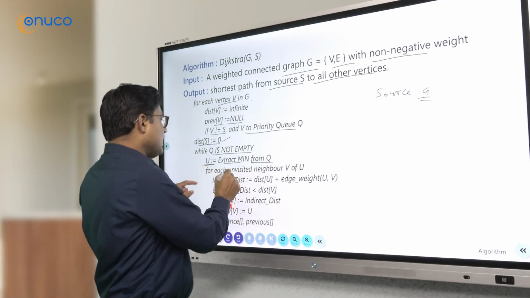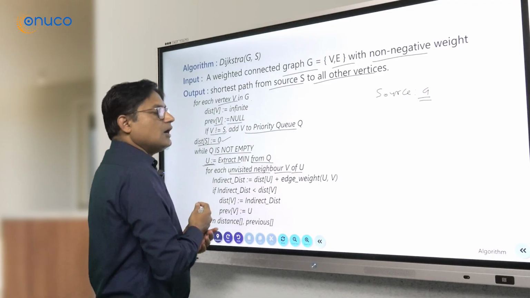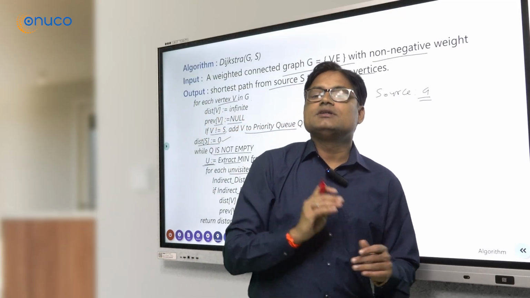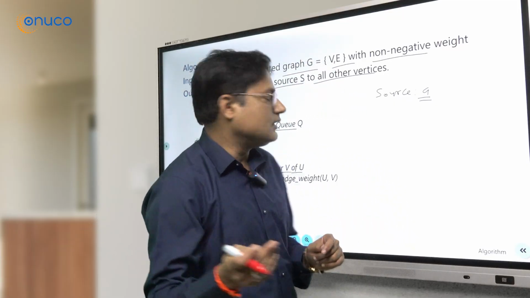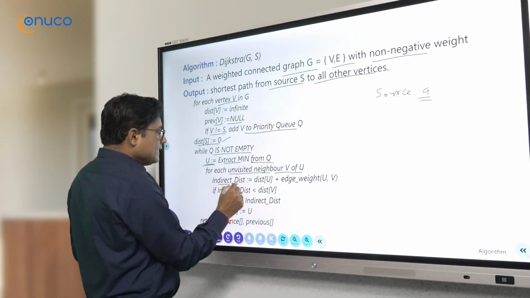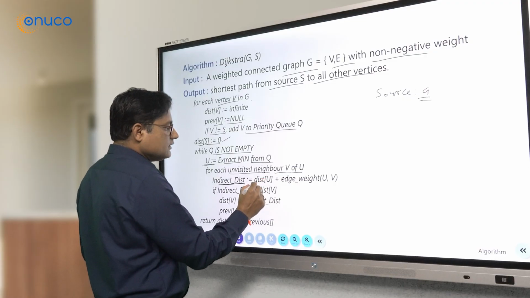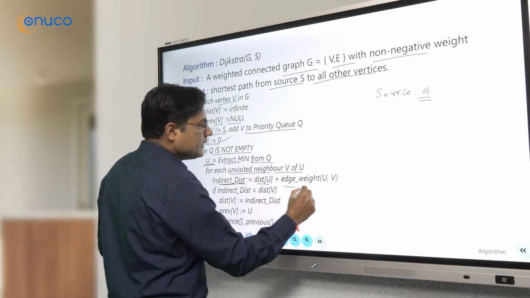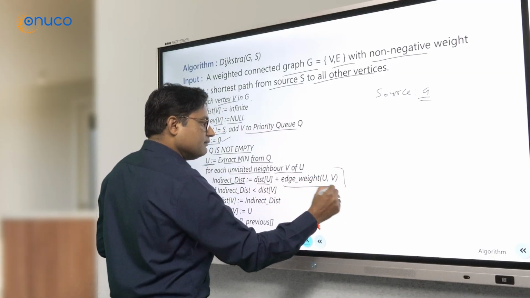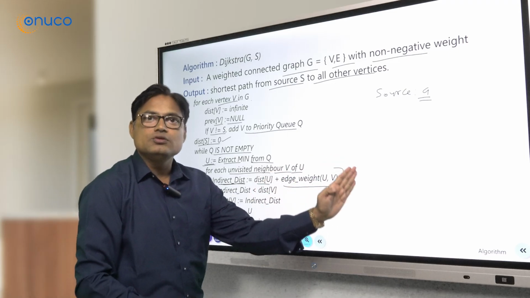For each unvisited neighbor V of U. Unvisited means what? If you are at B, then unvisited are C, D and E, right? So those vertices. Remember, indirect distance you are going to compute. And what is indirect distance? Distance of U plus edge weight from U to V. All of you try to understand this part. Very important: distance of U plus edge weight of U to V.